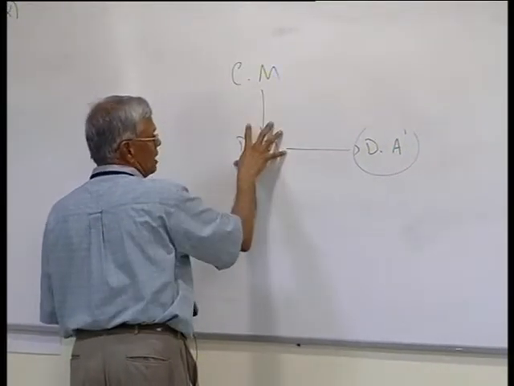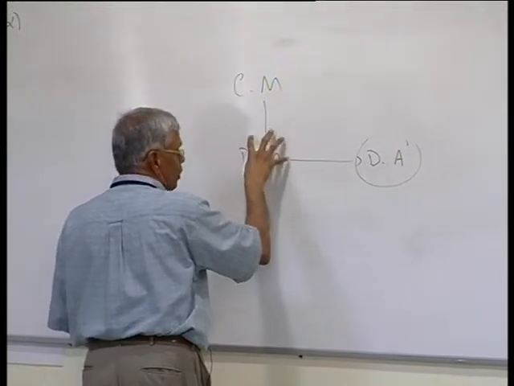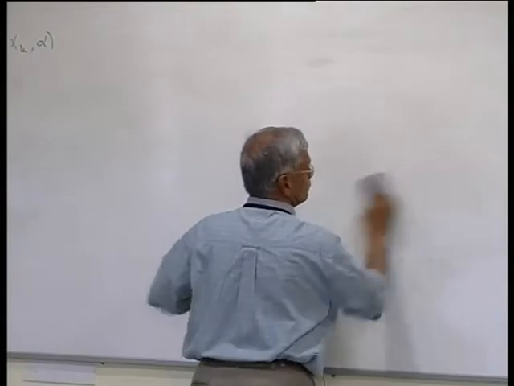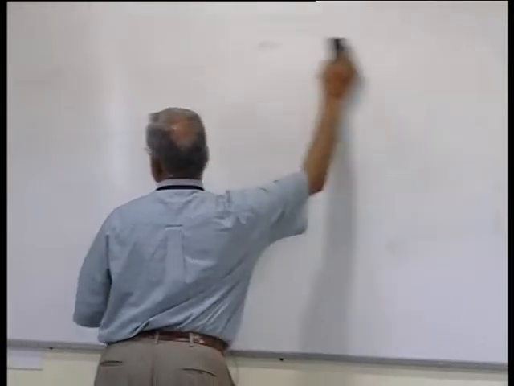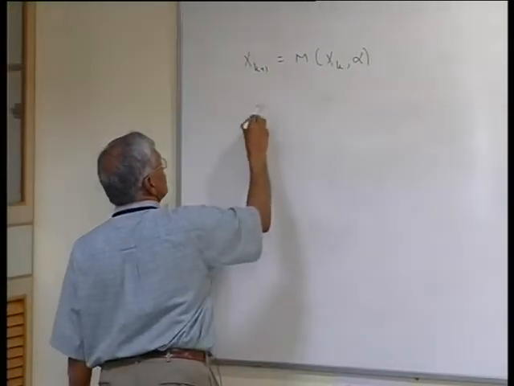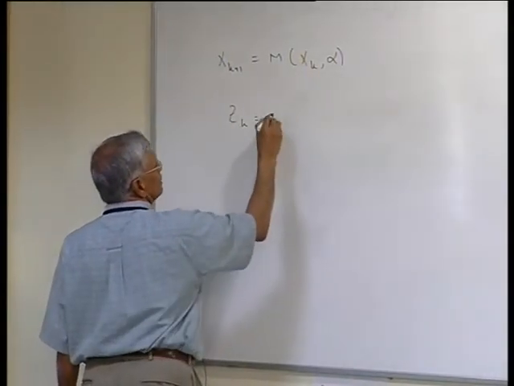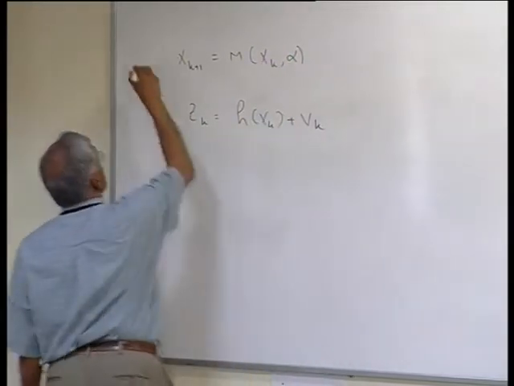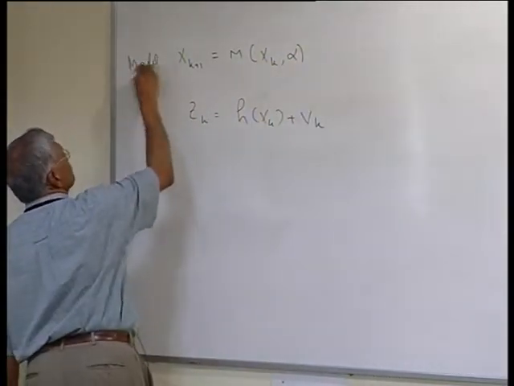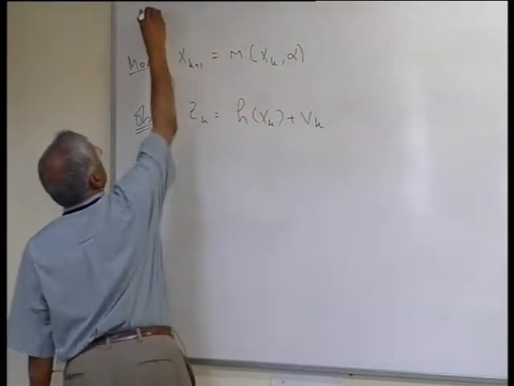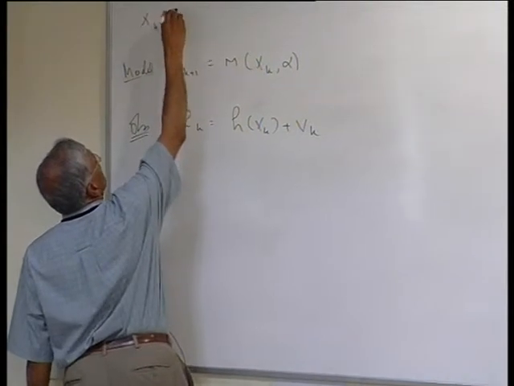Continuous state model, discretize it. Once you discretize it, you get this. From here it goes to that. Are you with me? And then I have zk equals h of xk plus vk. So this is the model. This is the observations. My zk, so let me talk about all the symbols in here.